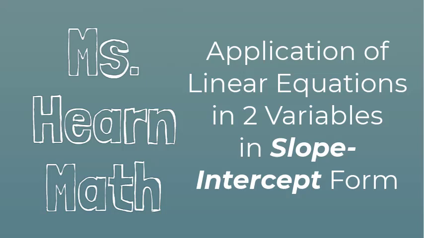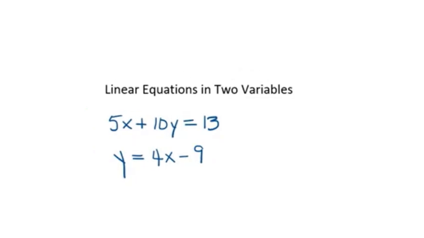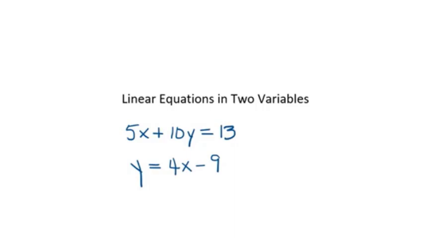In this video, we're going to look at an application of linear equations in two variables. You've probably seen linear equations in two variables like 5x plus 10y equals 13 or y equals 4x minus 9. But linear equations don't have to be x's and y's. They can have variables like a and b, or any variables really. The defining characteristic is that there's no exponent on the variables, no square roots, nothing weird, basically. They can be multiplied by numbers and added and subtracted, but other than that, there's no operations going on.